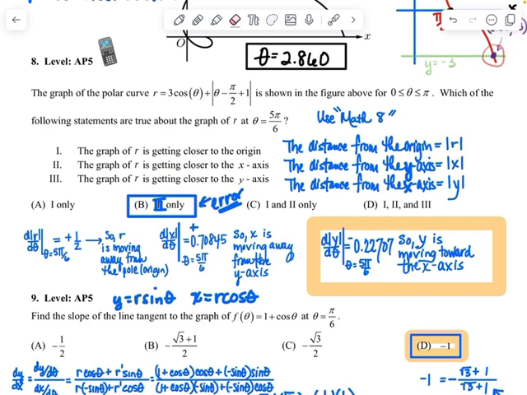dx/dθ is equal to 0.7. Now again, that's positive. So think about this. The first one, r is moving away from the pole. So the distance is getting bigger. It's moving away. It's not moving towards the pole.